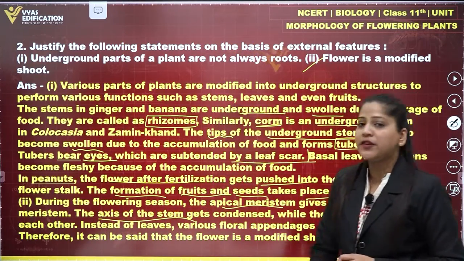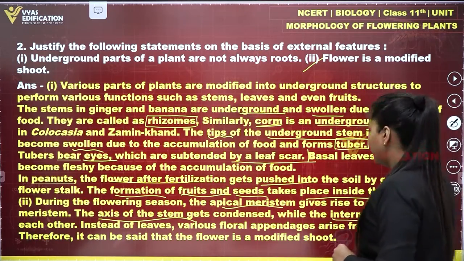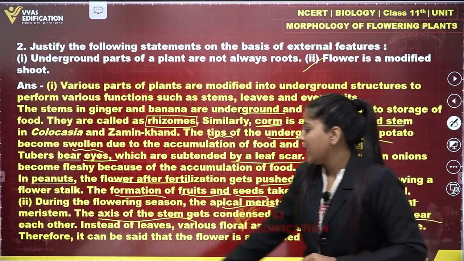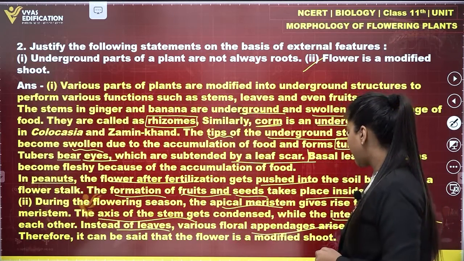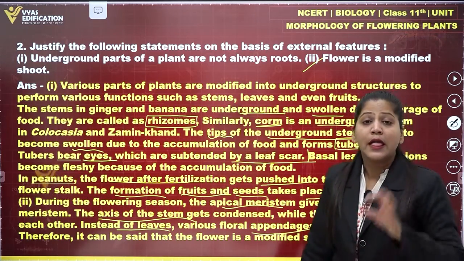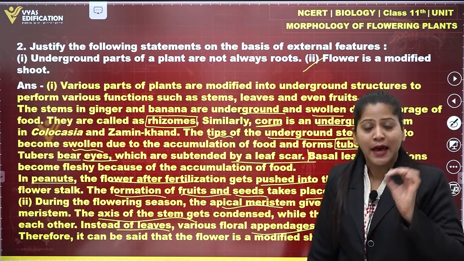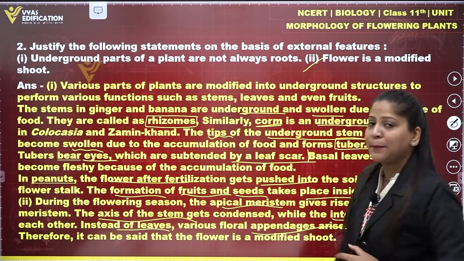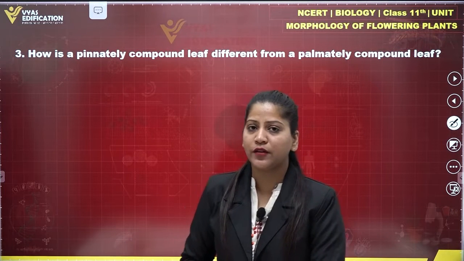The axis of stems gets condensed and the internodes lie near each other. Instead of leaves, various kinds of floral appendages arise from the nodes. Therefore, we can call it a modified shoot. Hence, it proves that flower is a modified shoot. So, this is the complete solution of question number 2. Now, we have question 3 on the screen.